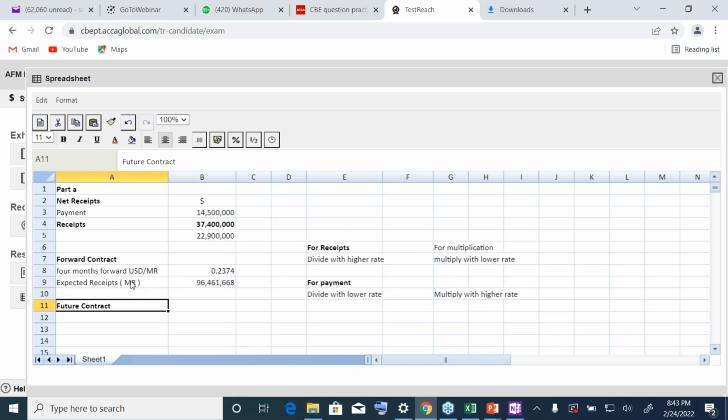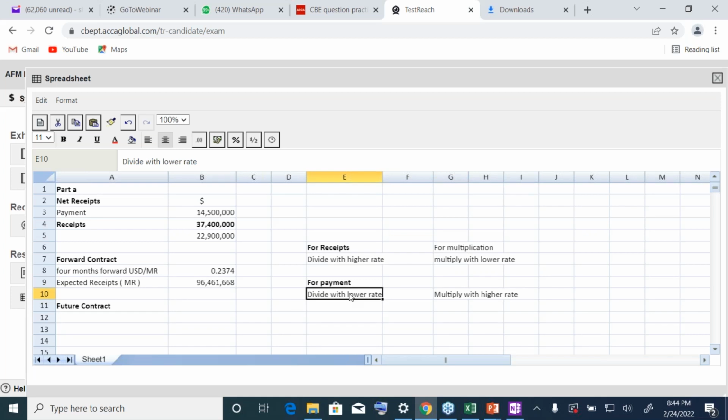Adverse position means in case of payment, you will have to pay more. In case of receipt, you will be receiving less. For receipt, what will be the meaning of adverse position? You will receive less. Obviously, if you divide with a higher rate, you will be receiving less. If you are multiplying with a lower rate, you will be receiving less. For payment, adverse position means you have to pay more.